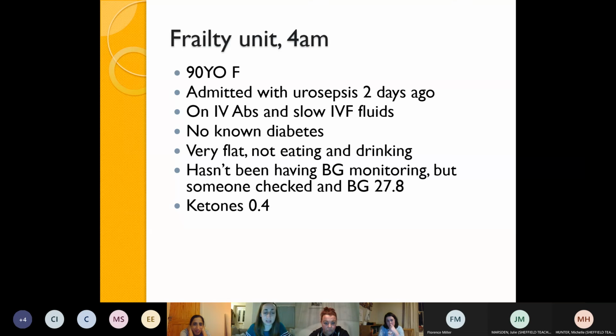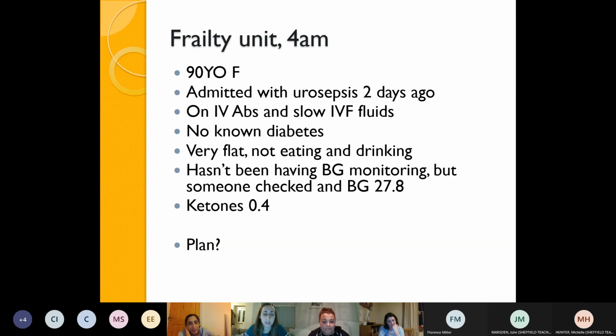Ketones are 0.4, so they've got a ketone meter on that ward. So what do we want to do with this lady? We probably want some bloods off her. Blood glucose. Yep. UNE. Yep. FBC, and she'd need assessing as well.